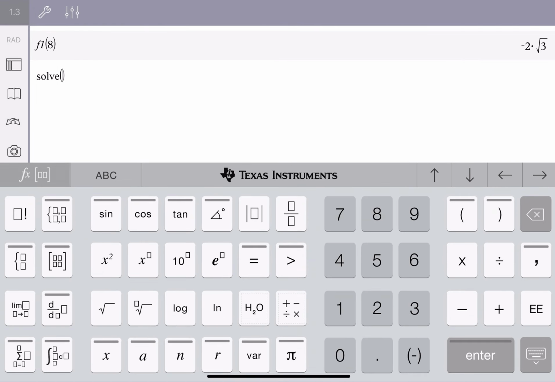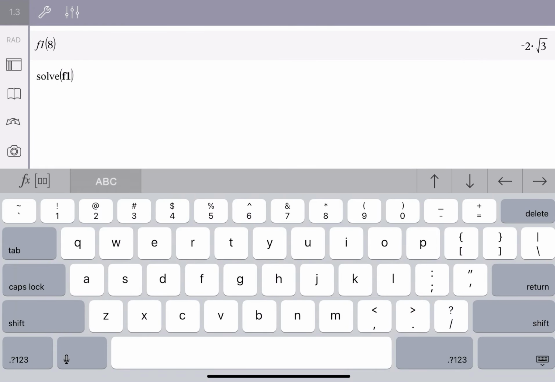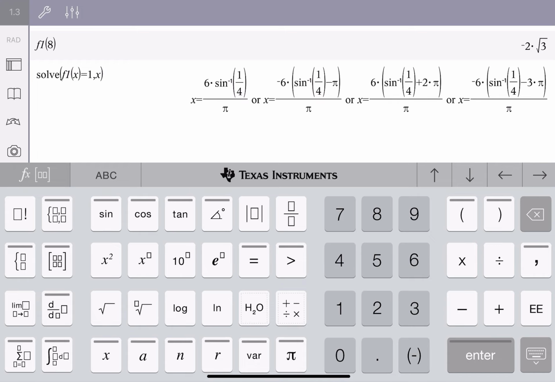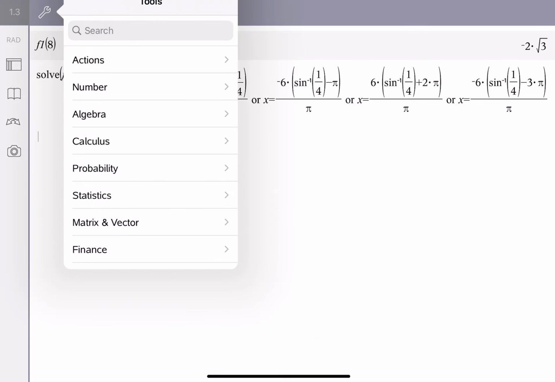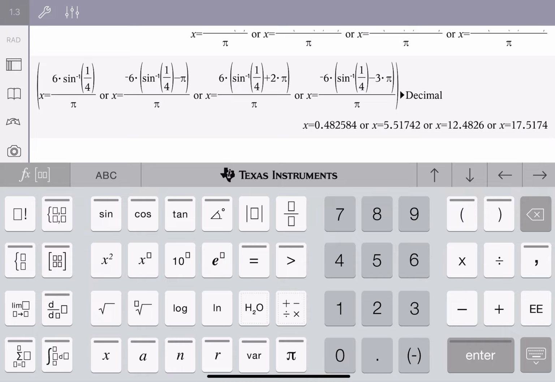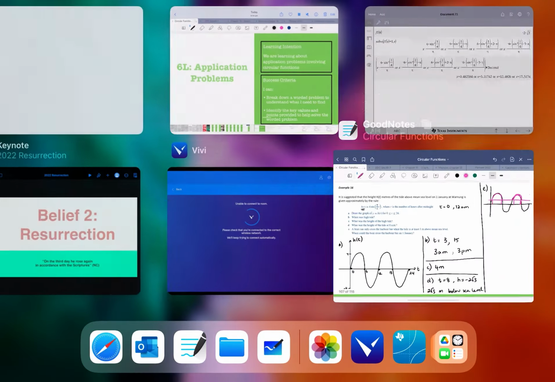So we're going to go to solve f1 of x equals 1 meter, comma x. And I already put the domain in, so I don't need to do it again. As you can see, I've got quite a crazy answer, so I do need to convert that to decimal. You can easily press Control Enter. Unfortunately, I can't do that on my calculator, so I'm going to quickly just convert that to decimal, and we can see our 4 times now to more decimal places, so it's a lot more accurate.